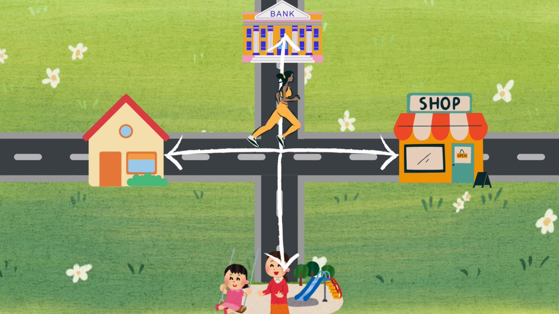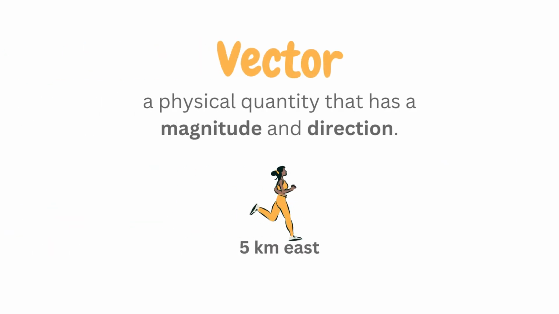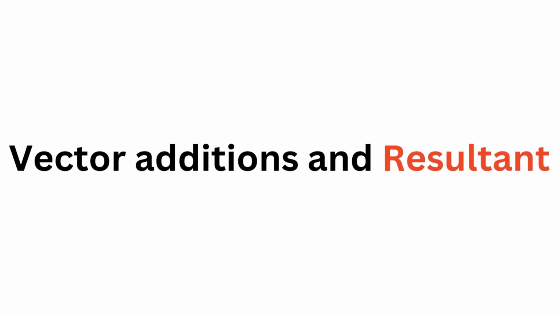But if you specify that you ran 5 kilometers east, we now know you ended up at the store. This is a vector quantity because it gives us both the distance and the direction, and it's called displacement. Other common vector quantities include velocity, acceleration, and force. Vectors are represented by arrows, where the length of the arrow shows the magnitude, and the direction of the arrow shows, well, the direction.